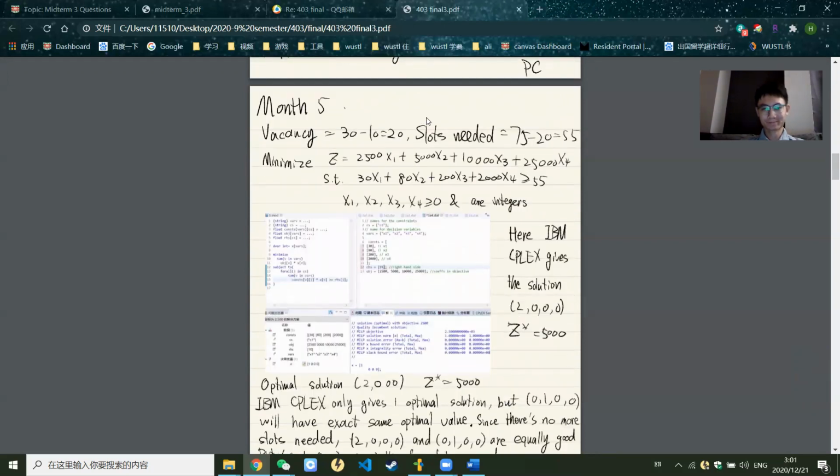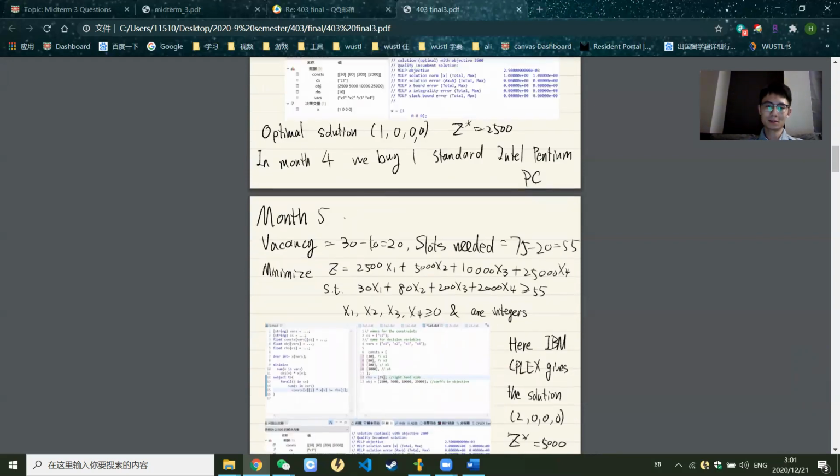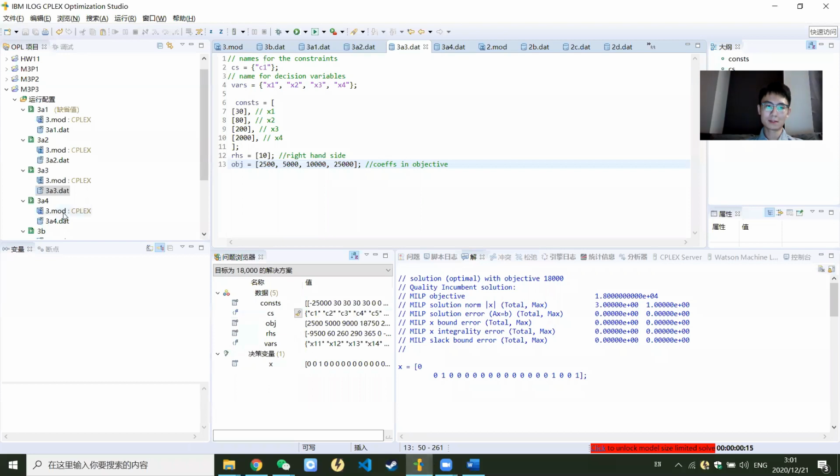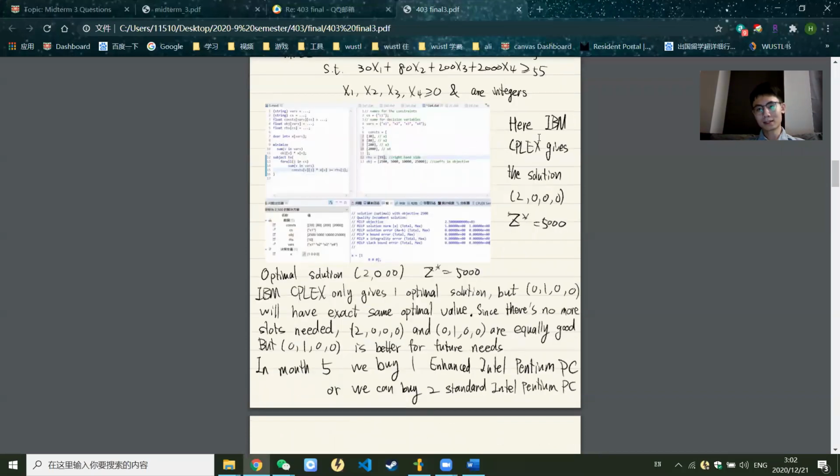So in month 5, our vacancy is 30 slots minus 10 slots needed, so it's 20, and now we need 55 slots here. So change the right hand side here, implement it, and then it gives us basically the same problem as in the first and second month. So it gives us the solution of 2000, but 0100 is better because it gives us more slots.